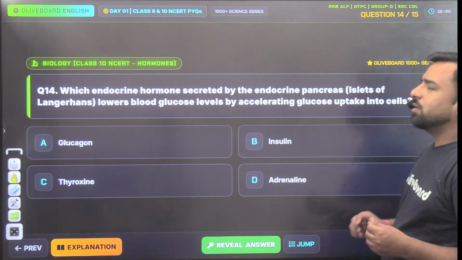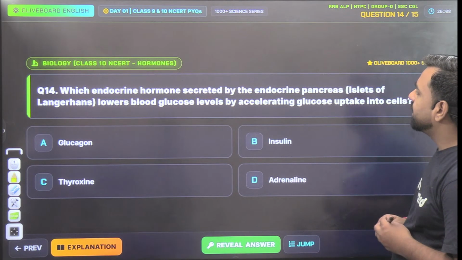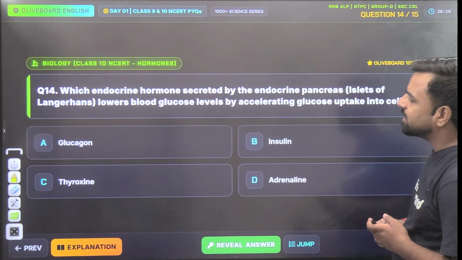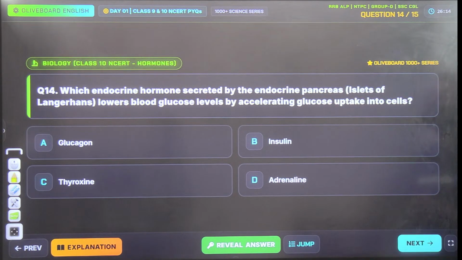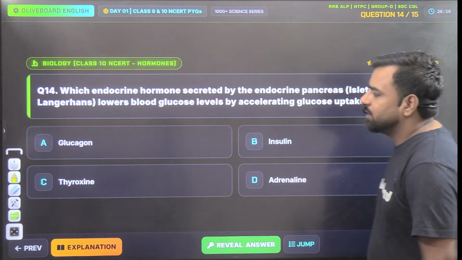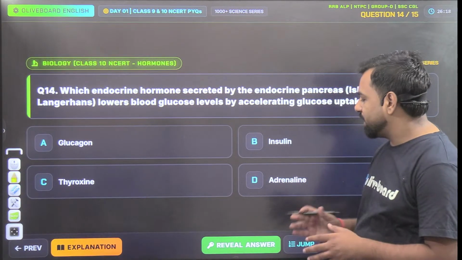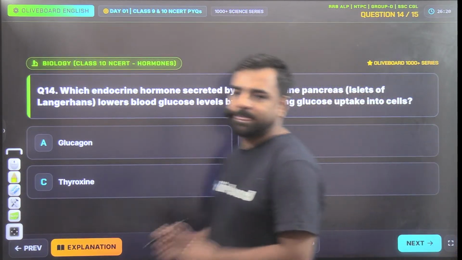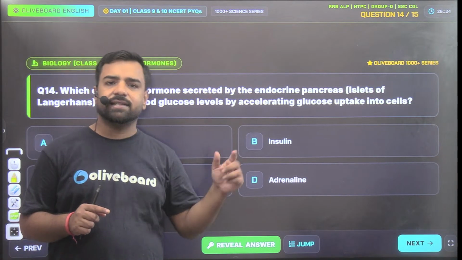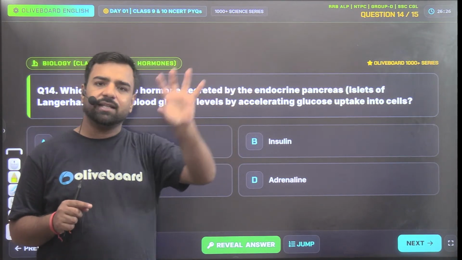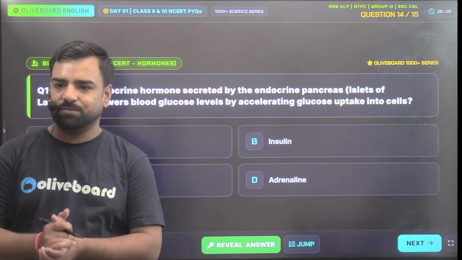Which hormone secreted by the endocrine pancreas, that is the islets of Langerhans, lowers blood glucose levels by accelerating glucose uptake into the cells? So is it glucagon, insulin, thyroxine, or adrenaline? Answer. Okay, sure, Ankita. Done. So in the next class, while starting the session, first of all I'll take the same question and then I'll show the animation for sure.